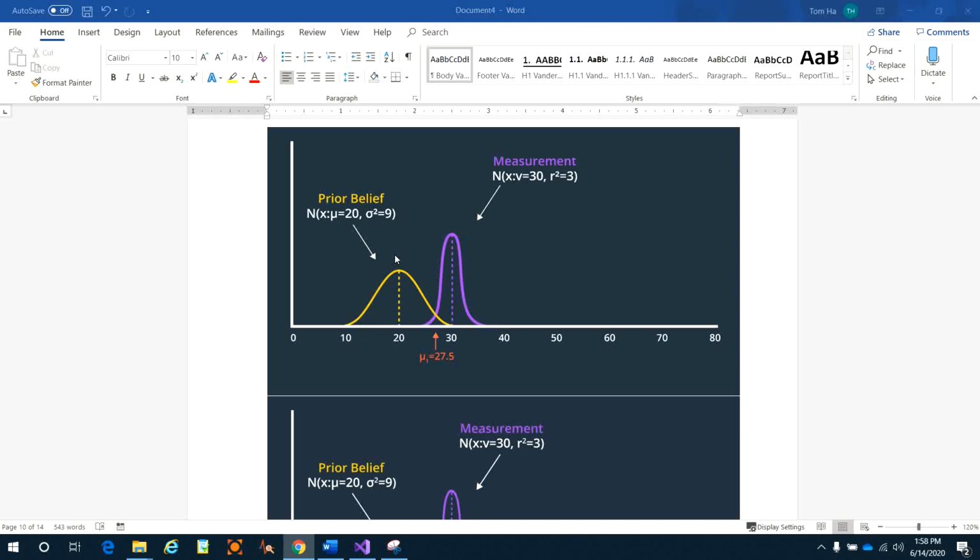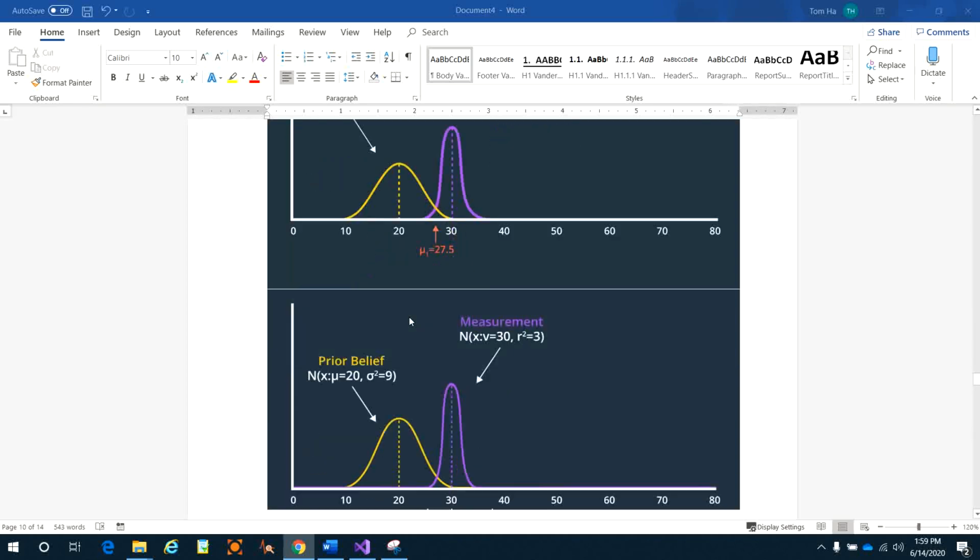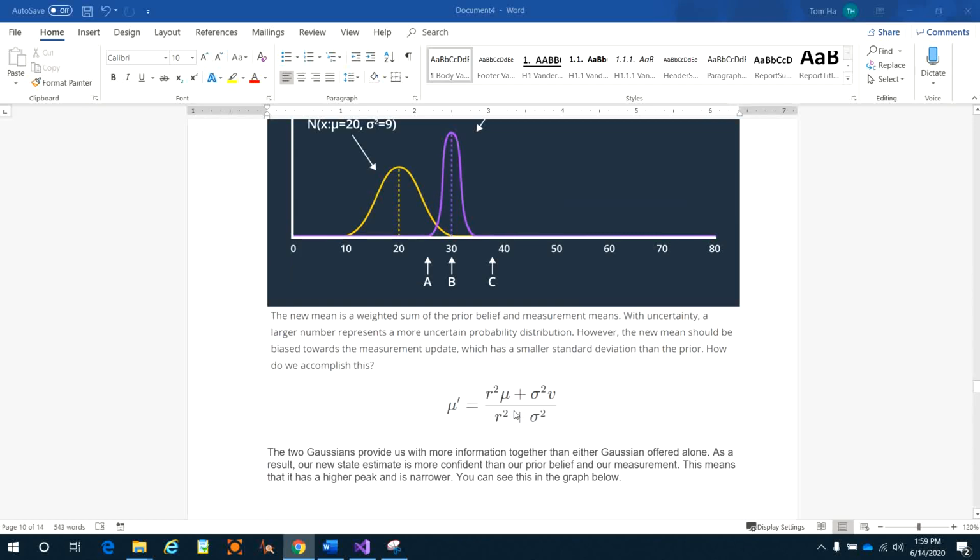For example, the mobile robot has a prior belief with the mean and covariance right here: the position of 20 meters and the covariance about 9. After the first measurement, they show you the mean is 30 and the covariance is 3. So for the measurement update, you use the formula right here to create a new mean and a new variance.